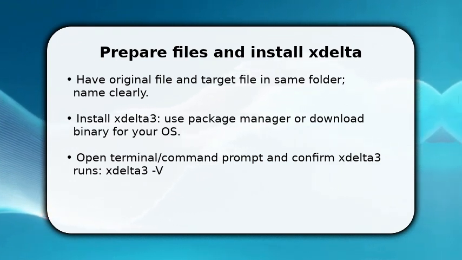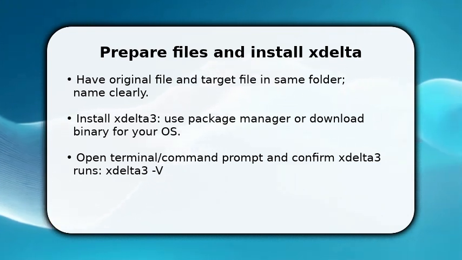Install Xdelta 3 now. On Linux, use apt or yum. On macOS, use brew. On Windows, grab the binary. Once installed, verify Xdelta 3 prints a version. This avoids path errors later.